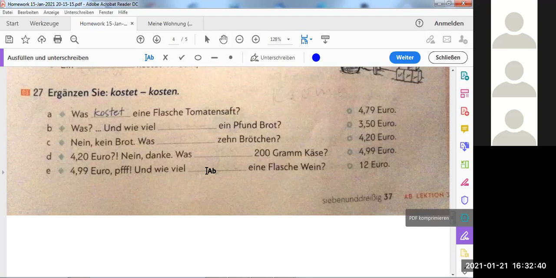What's your answer? My answer is costing. You are buying one. Madam Agnes explained very well. Costed goes with singular, one thing. Costing goes with larger quantities or more than one. So ein means one loaf of bread. Then the answer is costed. Costed, yes. Was kostet ein Pfund Brot? Okay. Nine. Ein Pfund Brot. Was? Zehn Brötchen.